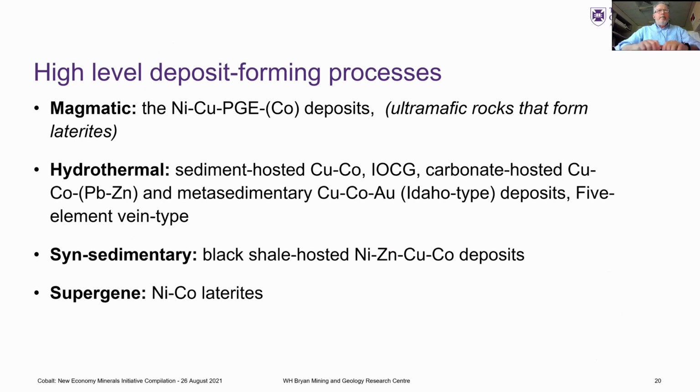To sum up, at a high level, there's pretty much about four, I guess, high level deposit forming processes, which when you look at the geological spectrum, most of it is covered by cobalt deposits. So you have the magmatic deposits, which of course are the nickel, copper, PGE magmatic sulfide deposits. You have the hydrothermal deposits, the sediment-hosted copper cobalt, IOCG, carbonate-hosted copper cobalt, an example here in Queensland being the Walford Creek deposit. You have the metasedimentary Idaho types, and you have something I haven't spoken a lot about, the five-element vein type.